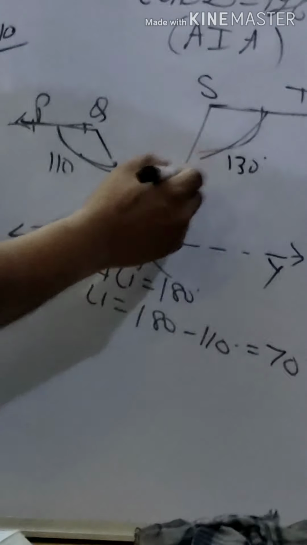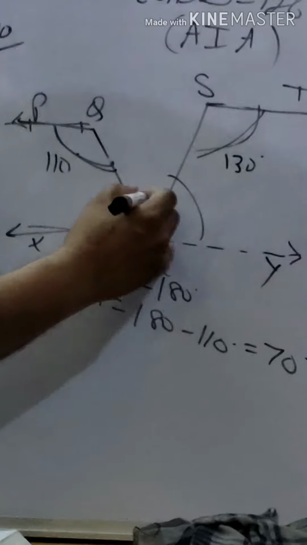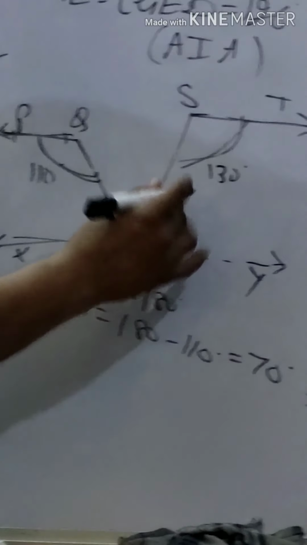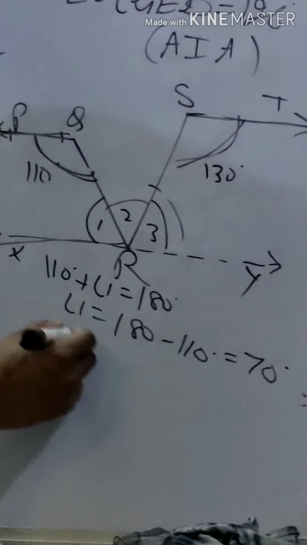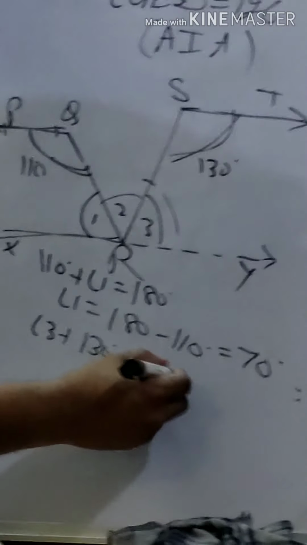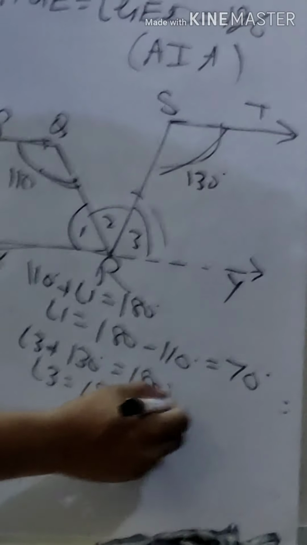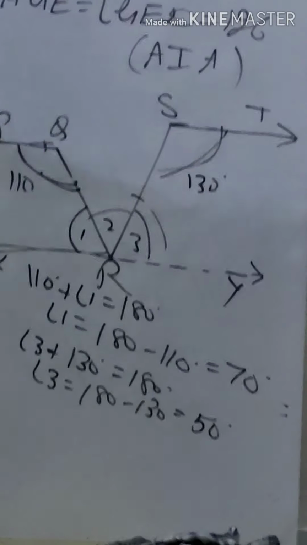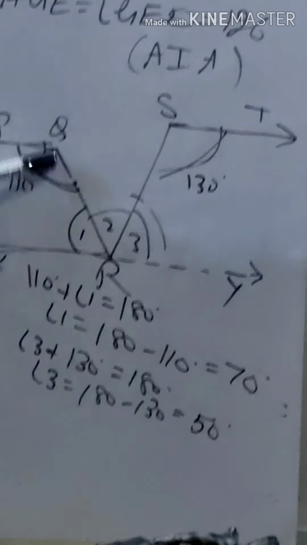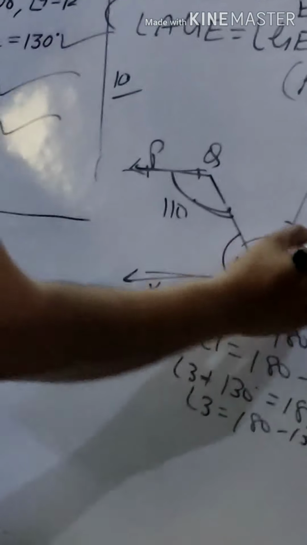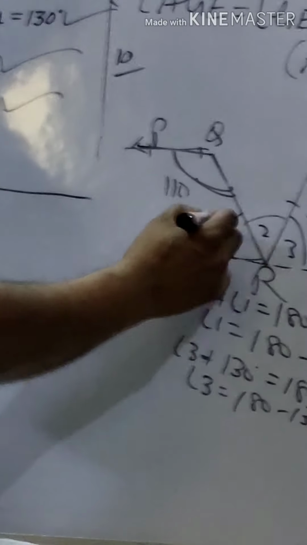Same apply here. Clear this? It is angle 3 you can see. So angle 3 plus 130 degrees is equal to 180 degrees. Angle 3 is equal to 180 minus 130, 50. So simple. The sum of these two is 180, 180 minus 110, 70. So this is 50 degrees and this is 70 degrees.